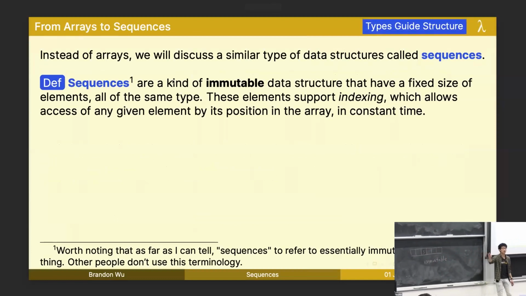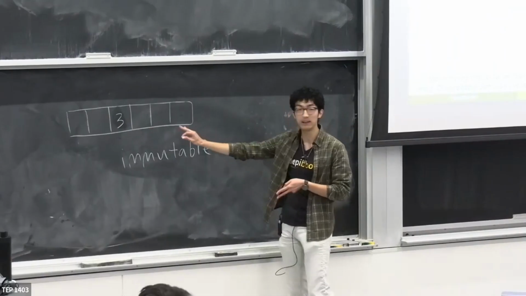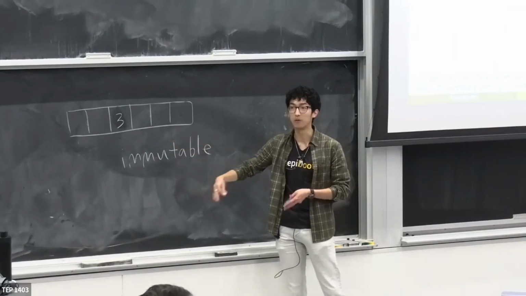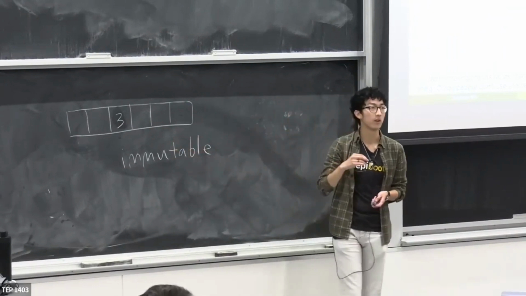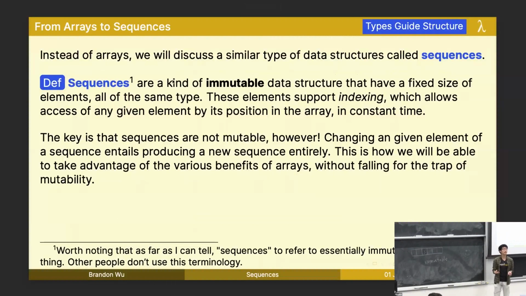And we can index in constant time to any given element at any position. We also have the same property that if I did an out of bounds access, I'd get an exception or something. If I tried to index into this with 9,000, that would be kind of silly, and the runtime will yell at me. And our key is that we're going to make it immutable. If we change an element of this sequence, we're going to make a brand new sequence.